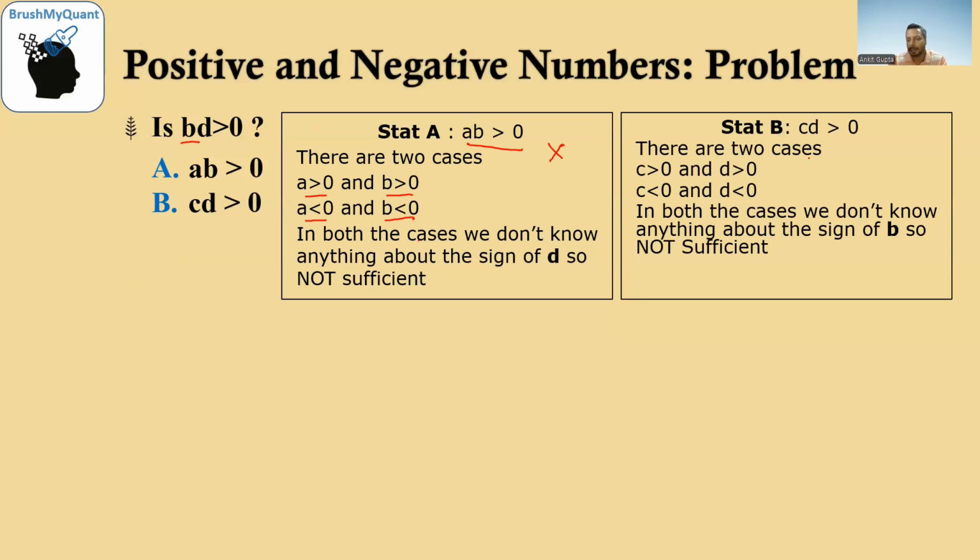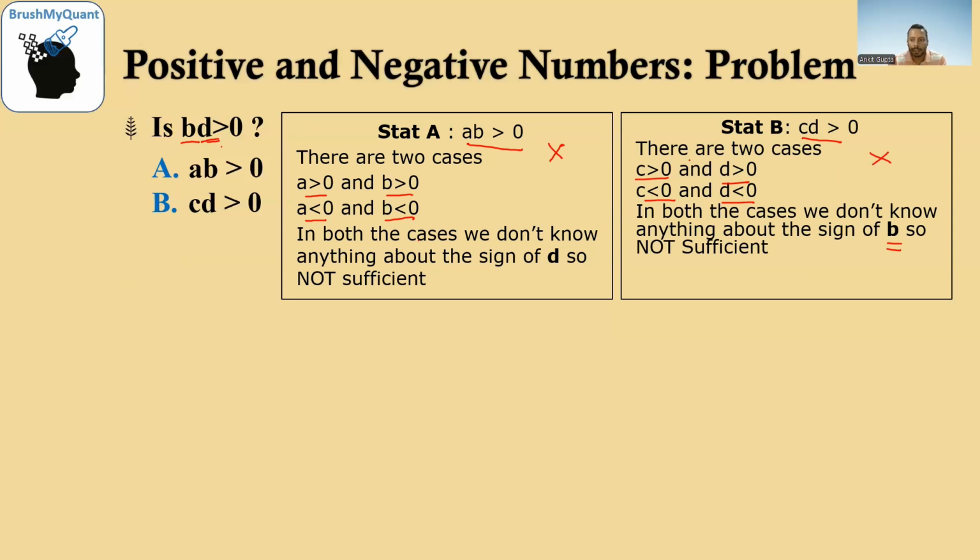Let's look at statement B. Statement B says that C into D is greater than 0. That means both C and D will have the same sign. So either both are positive or both are negative. Now, similar to option number A, first of all, I don't know the sign of D for sure, and I don't know anything about the sign of B in this case. So this alone also is not sufficient to answer the problem.